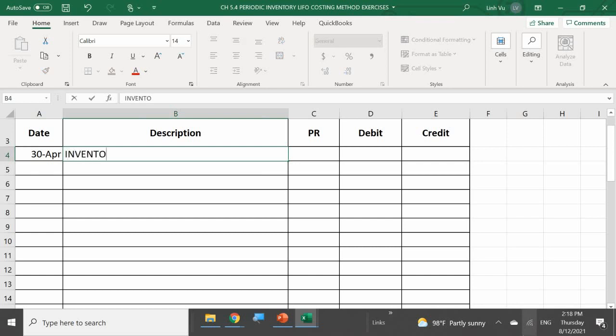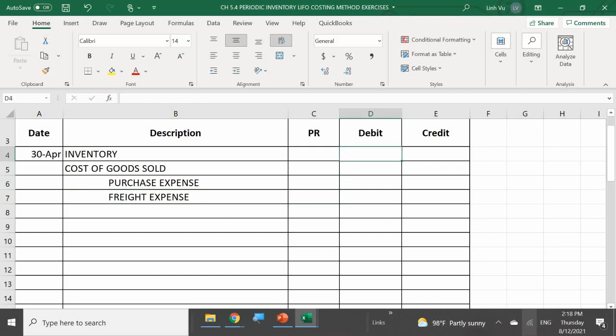Okay, so in this case, I didn't give you a specific item, so inventory first. Cost of goods sold. Purchase expense. And freight. Good. So let's go ahead and plug in our numbers here.